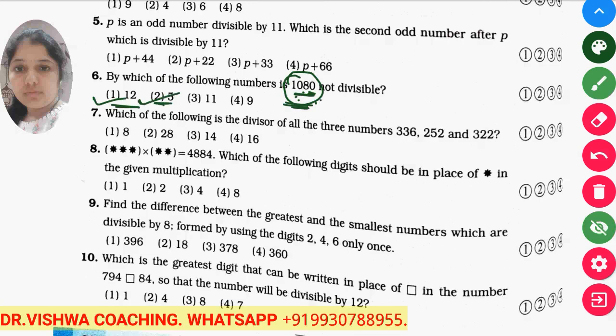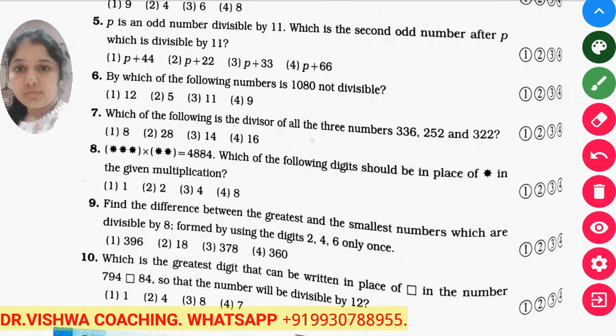It can be divisible by 5 also because there is 0 at the unit place. If you add the odd places, 1 plus 8 is 9, and 0, so 9. So 11 is the number by which it is not divisible. And 9 can divide it because its digit total is 9.